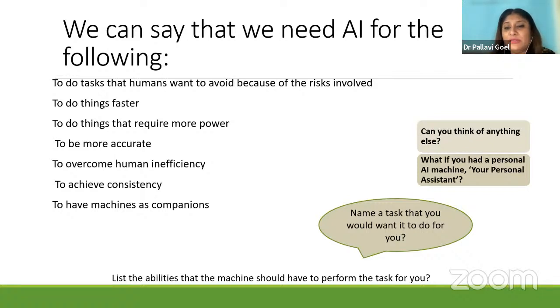Can you think of anything else? What if you had a personal AI machine, your personal assistant? Name a task that you would want it to do for you, and the abilities that the machine should have to perform the task for you. Seriously, during the COVID period, when we were teaching our students and parallelly had lots of non-academic work also because we were applying for accreditations, we were doing so many repetitive tasks. That time I was really thinking that I needed someone to help me handle some of my tasks so I could get relief. But it is not that easy.